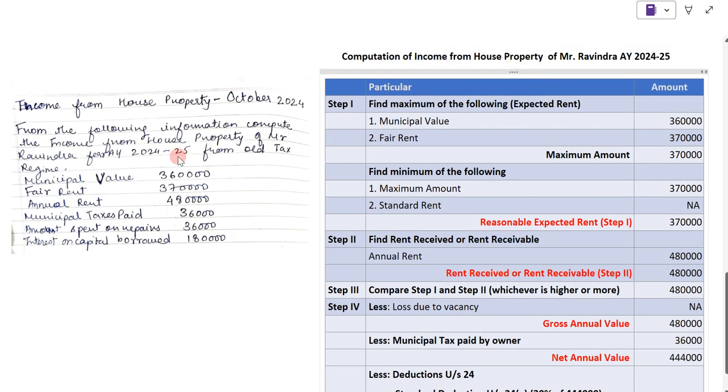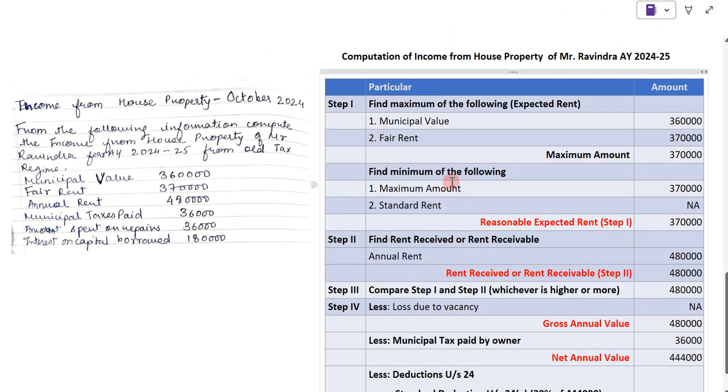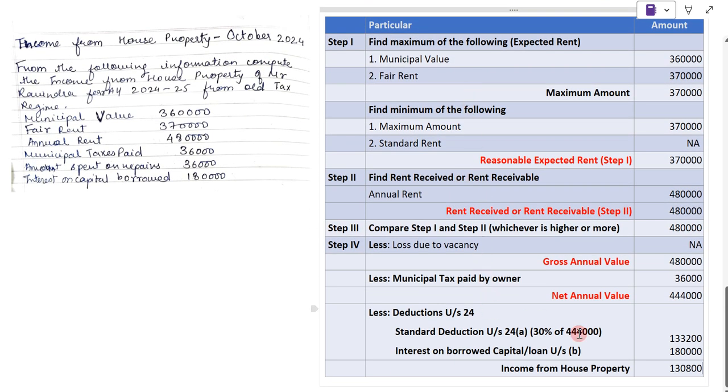This example is for a total of 10 marks. So according to these steps, you have to find the income from house property. I hope friends you have understood this example.